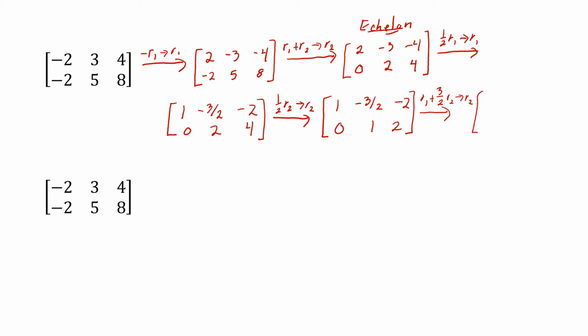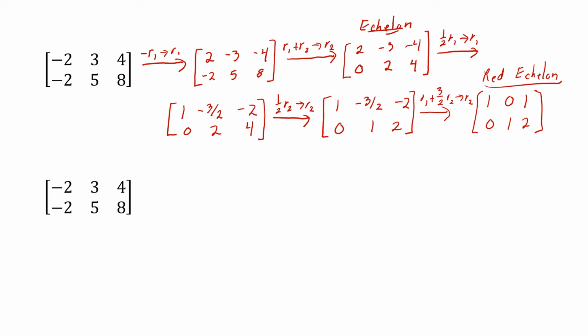What do we get? We get 1, 0, 1, and the next row becomes 0, 1, 2, stays the same. Now look at this matrix. We are in reduced echelon form. Go back and look at the definitions if you need to, but you can see we are now in reduced echelon form, so here we stop.